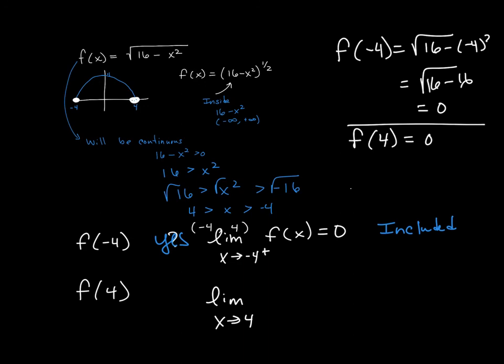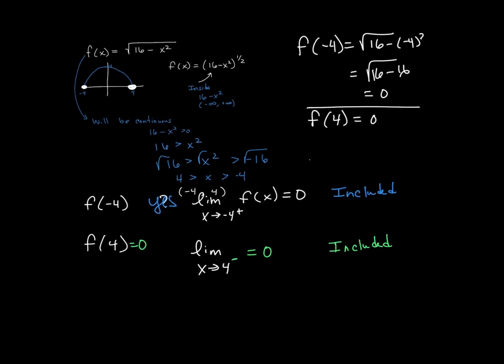I say the same thing for the next one. Again, this is the limit as x approaches 4, but for this one we are coming at it from the negative side, and that negative-side limit still equals 0. This point is also included. So the final piece, we know that f of x is continuous on negative 4 to 4.